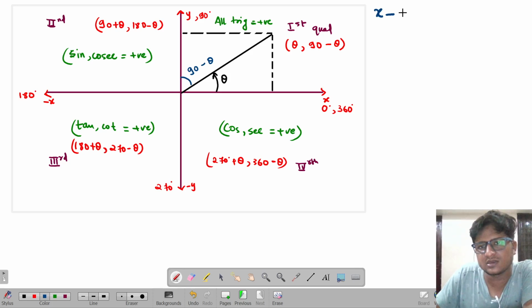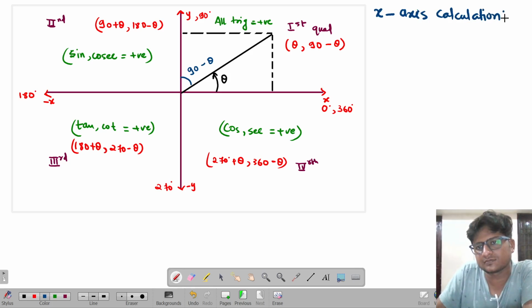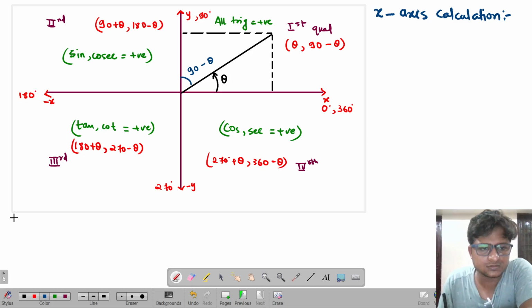I remember one x-axis calculation. And then I remember the y-axis calculation. So I follow how many rules of calculation? Two rules. X-axis, y-axis. The idea is simple.